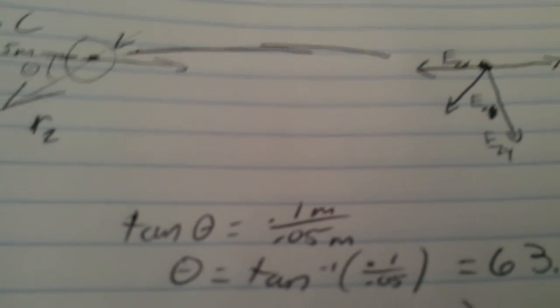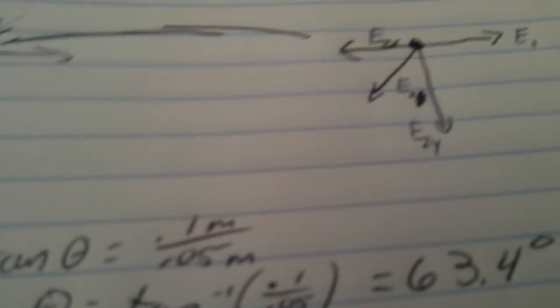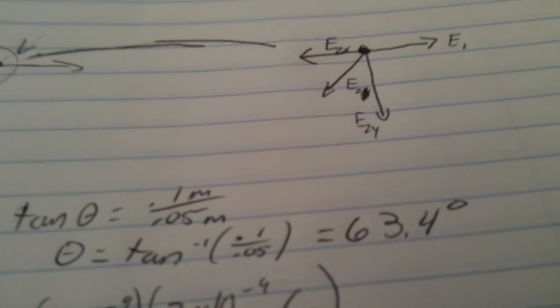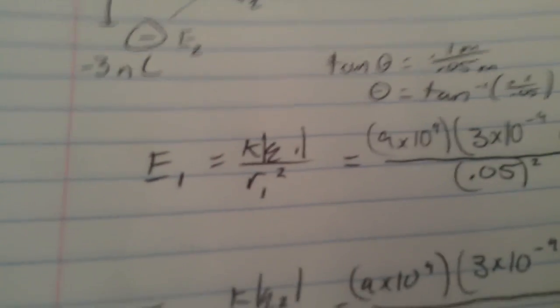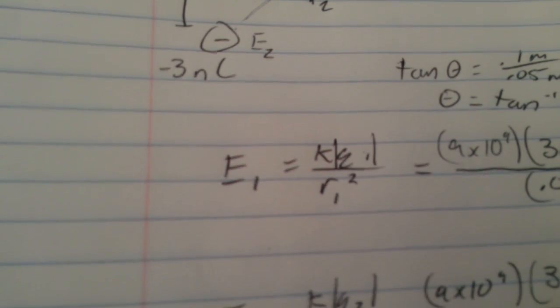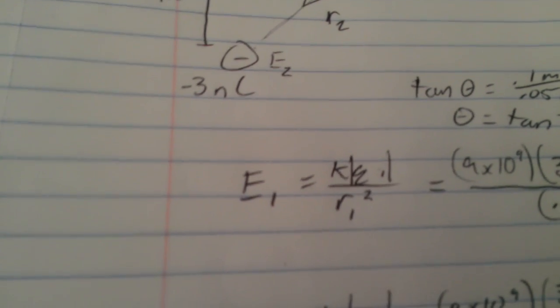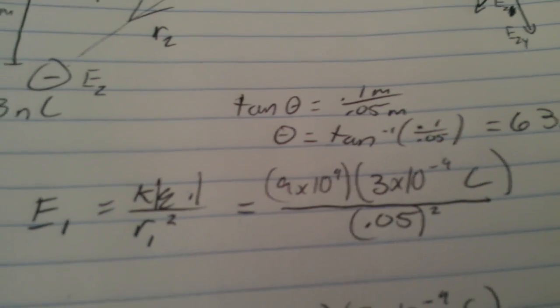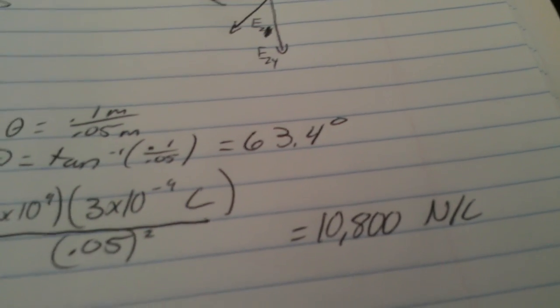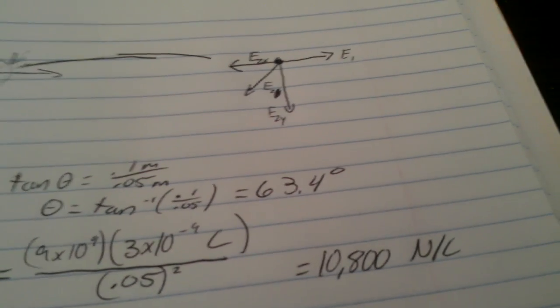All right, so first we're going to find that angle theta, and by doing that you're just going to take the inverse tangent of 0.1 meters and 0.05 meters, and that'll give you 63.4 degrees, so that's theta. And then we can start doing our Coulomb's law equations, and we'll start with the positive charge, and so that's E1, and just kQ over r squared, plug in 0.05 for r, and that'll give you 10,800 newtons per coulomb, and so that's E1.